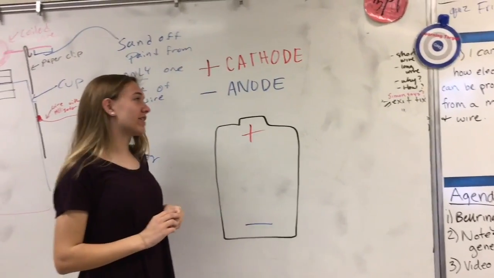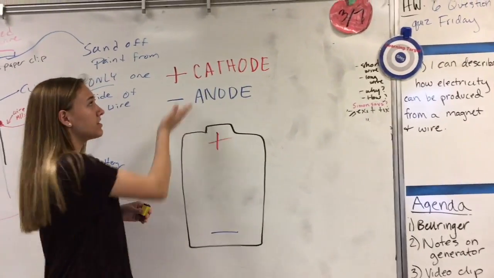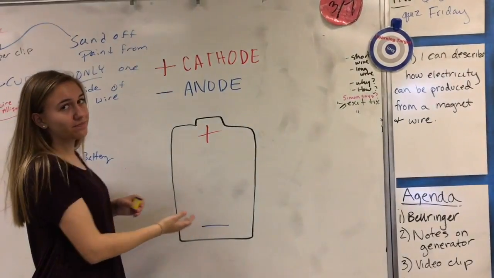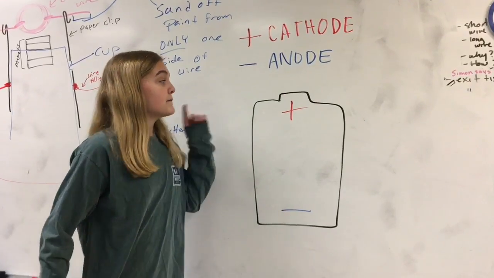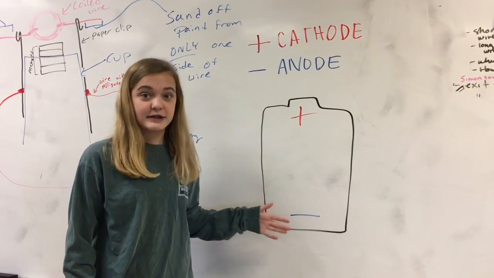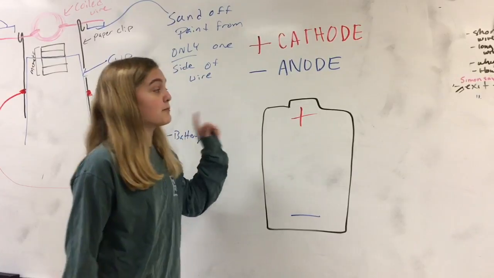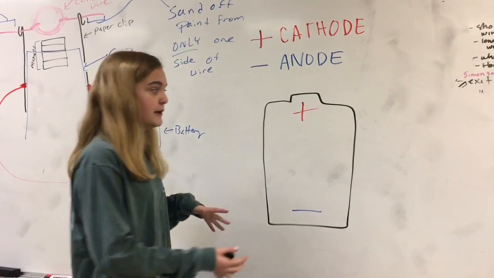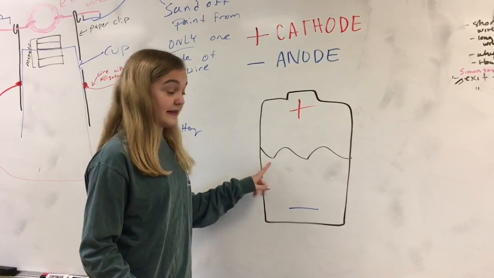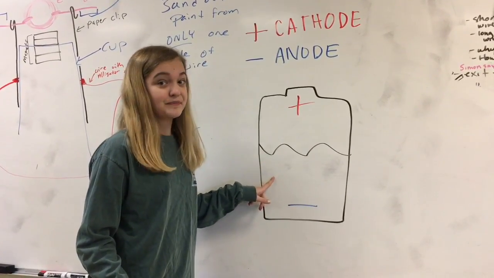A battery is formed by creating two opposite sides. The positive side is called the cathode, and the negative side is called the anode. The positive side of the battery is full of protons, while the negative side of the battery is full of electrons. Now, to keep the protons and the electrons from coming together, you have to have a buffer in the middle of the battery. In this case, it's the battery acid.